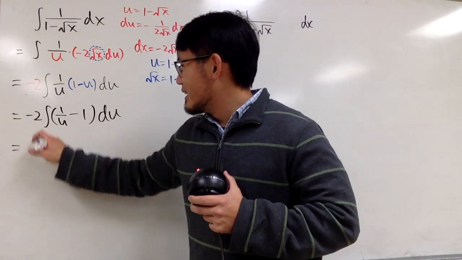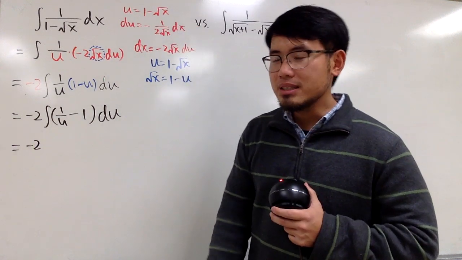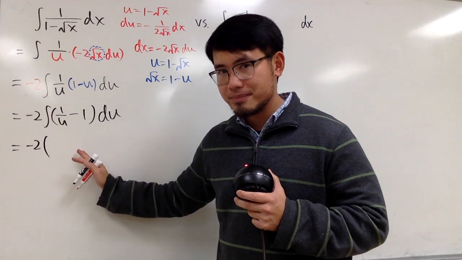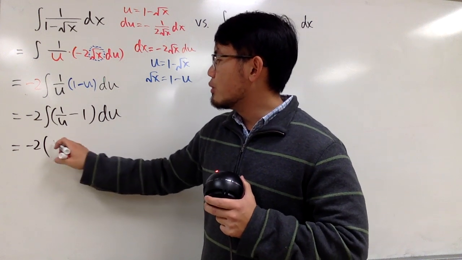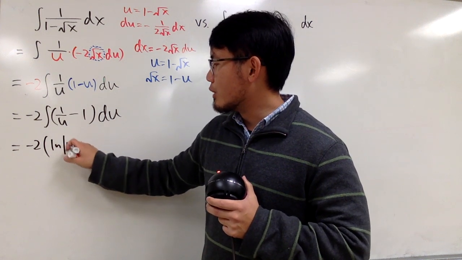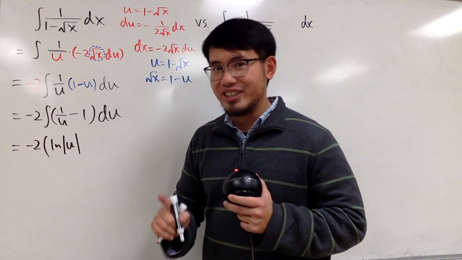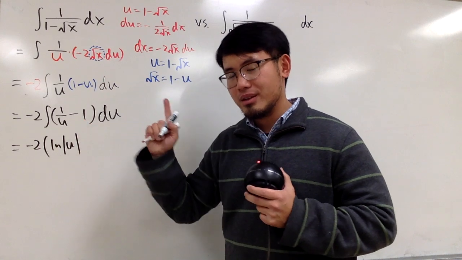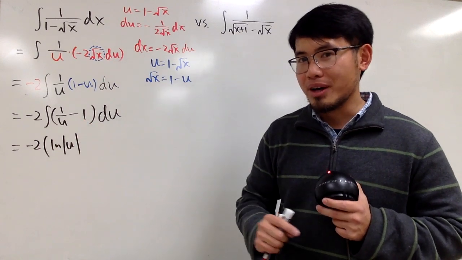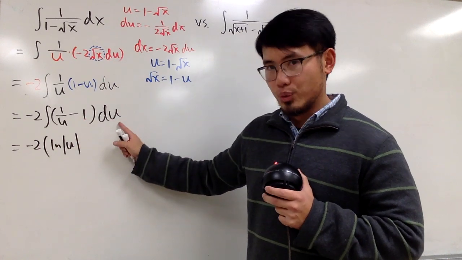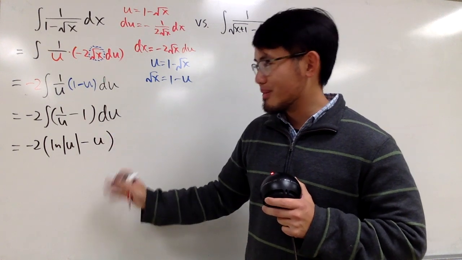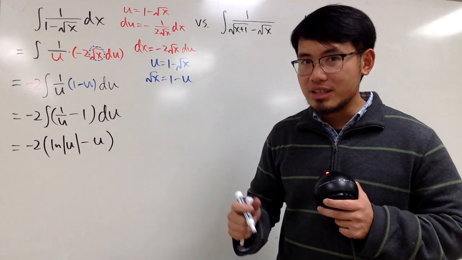Now, let's see. Minus 2 all the way in the front. And put down a parentheses for the result of the integrations because we have two parts. The integral of 1 over u gives us ln absolute value of u. Now, this is legit, okay? And then the integral of 1. You have to know which world you are in. You are in the u world. So you do minus u right here. And we are done with the integration step.